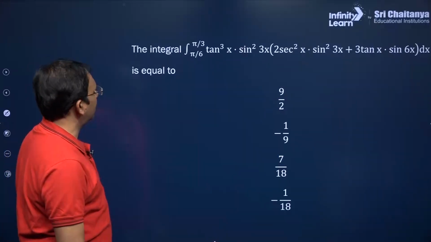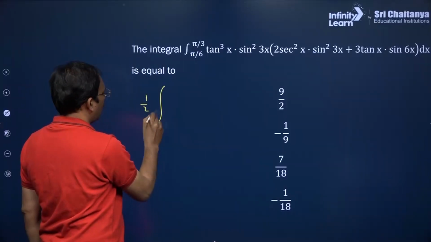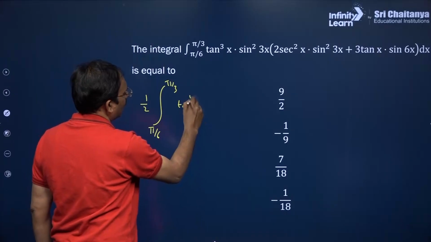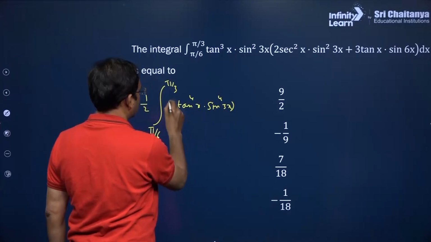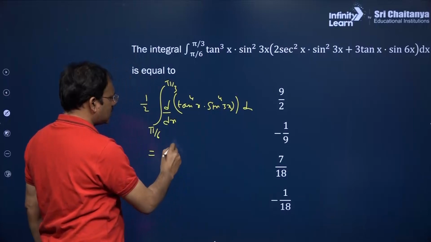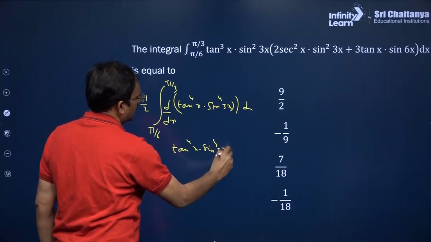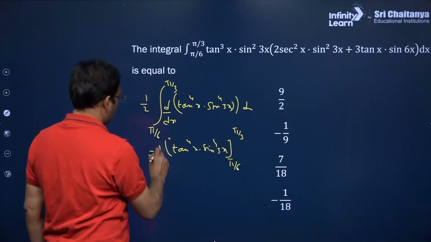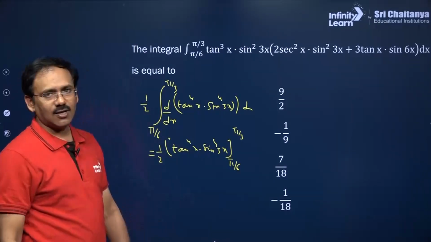That's all. Next, my dear friends, you can regroup this like 1 by 2 into integral pi by 6 to pi by 3 of tan power 4x into sin power 4 3x dx, which is the derivative of u into v. So it is tan power 4x into sin power 4 3x between the limits pi by 6 to pi by 3, and you can write 1 by 2 here. Now you just substitute the values, you will get the answer.